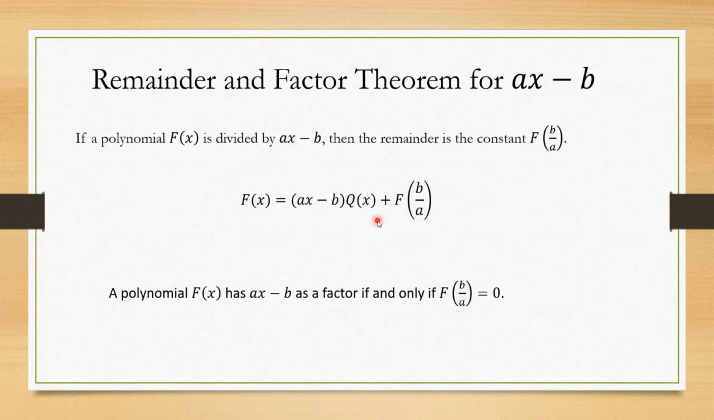Right. So again, all this is saying is we could take the thing we're dividing by and evaluate it at b over a to get the remainder. What is the quotient? You would have to divide. You could figure out the remainder ahead of time, and because you can figure out the remainder, you can figure out if you have a factor.